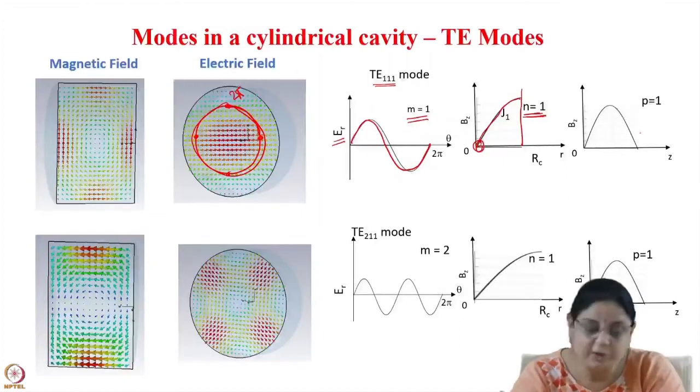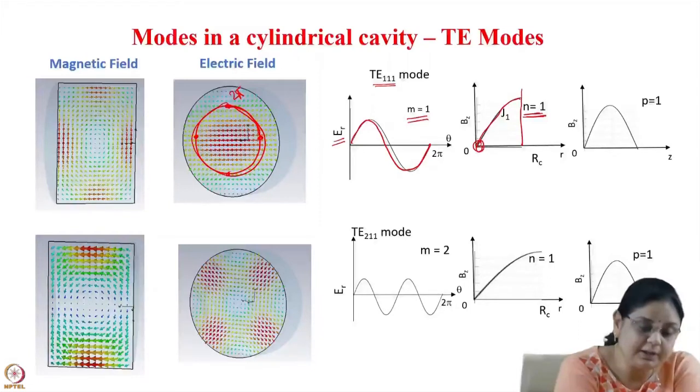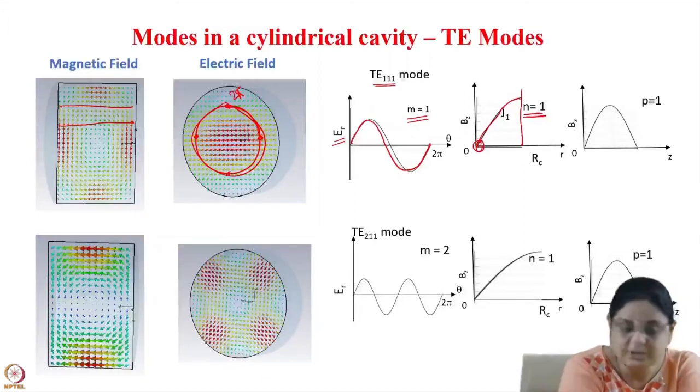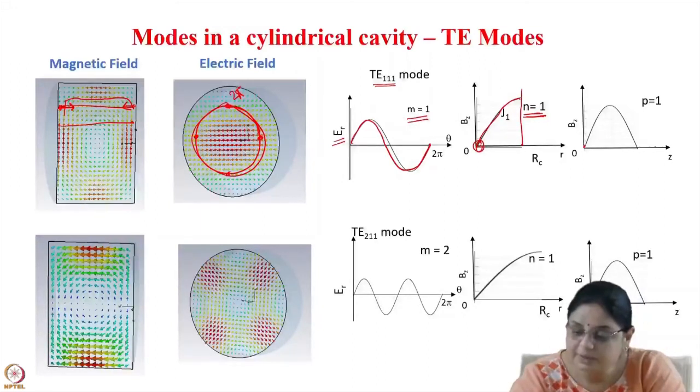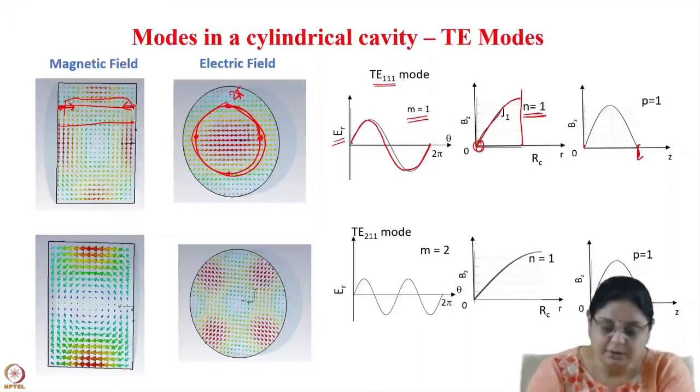Now p is equal to 1 means, if you see the magnetic field here in the z direction, you will see that it is equal to 0 here and it is equal to 0 here, so there is no component of BZ here, because BZ is not allowed at these boundaries. So here there is BR component, then going to BZ, and this. So if you see the variation of BZ with Z from 0 to L, you have one half period variation.